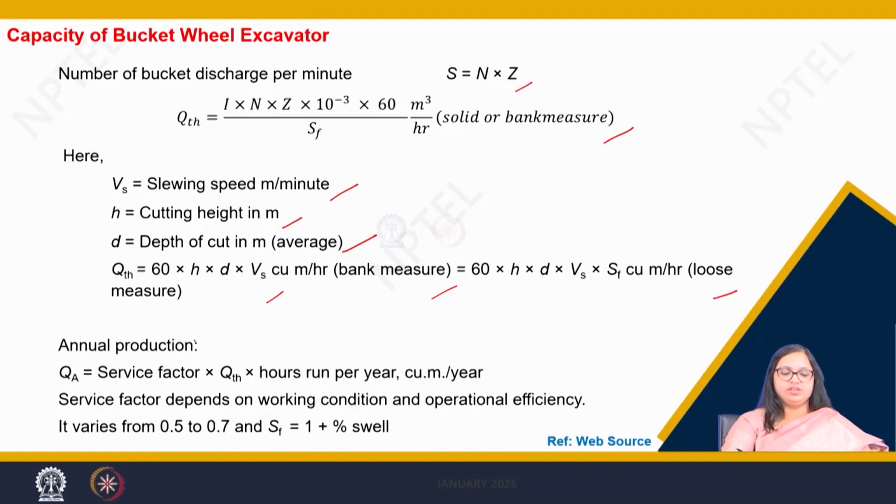Now, while we are talking about the annual production, we have a component here, that is the service factor. This service factor is dependent on the working condition and the operational efficiency. Generally, as a thumb rule, it varies from 0.5 to 0.7. And the swell factor, as I have explained, is always more than 1. So, it is 1 plus the percentage of swell.